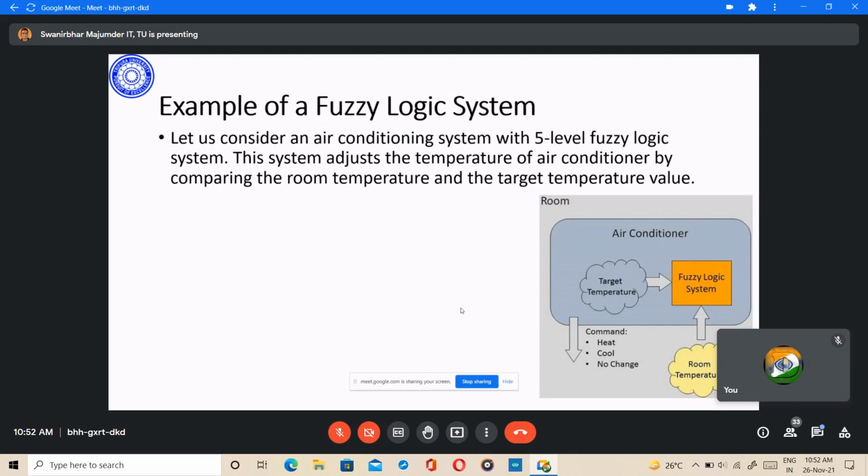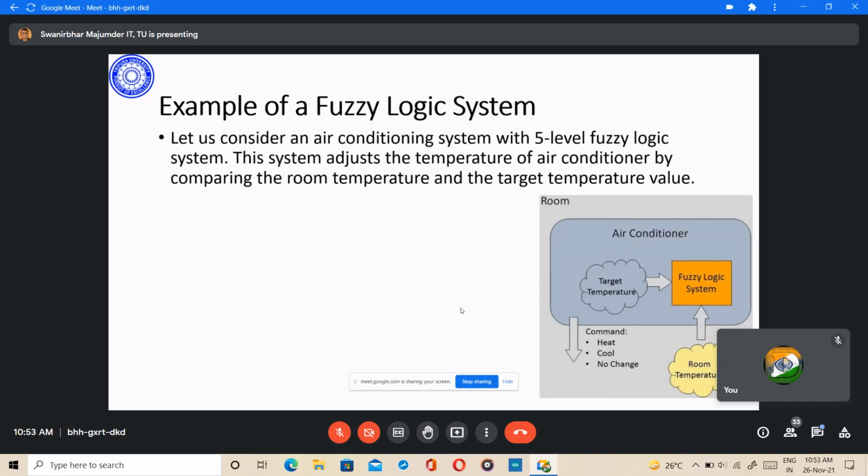So you have this room temperature given, and you have a target temperature. So target temperature is like AC में हम लोग set करते हैं ना, say 24 डिग्री या 25 डिग्री set करके हम लोग रख दिया. Now if the room temperature is less, the AC will say heat it up, and if the room temperature is high, then the AC will cool it down.